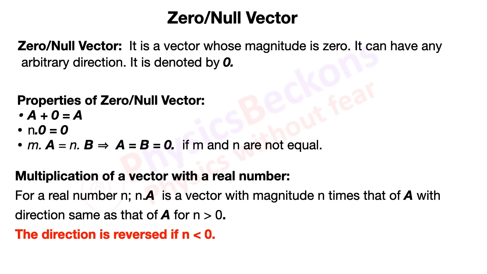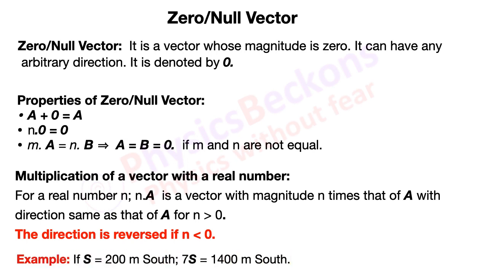This is important. Say we have a displacement of 5 meter east. Displacement S equals 5 meter east. 10S will mean 50 meter east, minus 5S will mean 25 meter west. The direction will be reversed if the number with which we multiply it is negative. This is an example. Displacement S is 200 meters south, then 7S will be 1400 meter south.